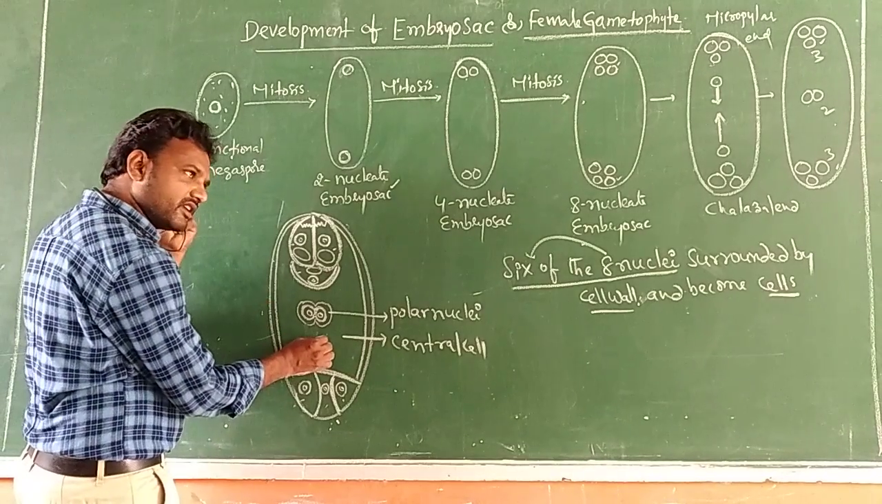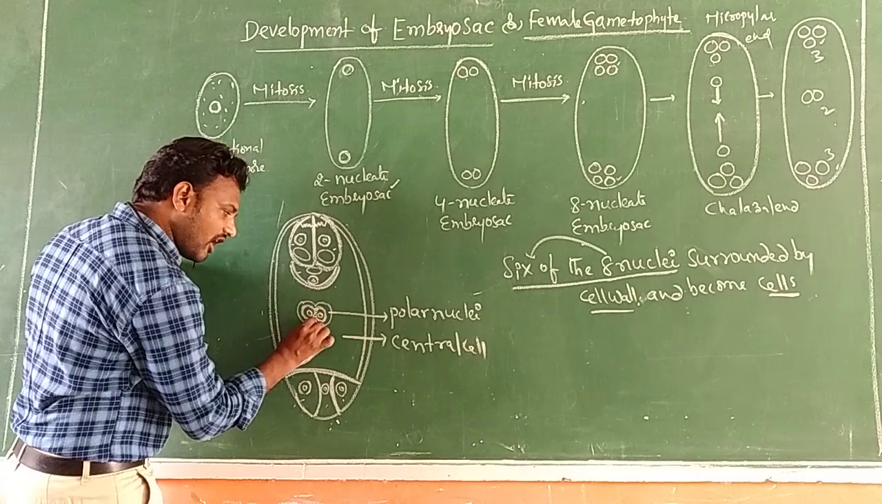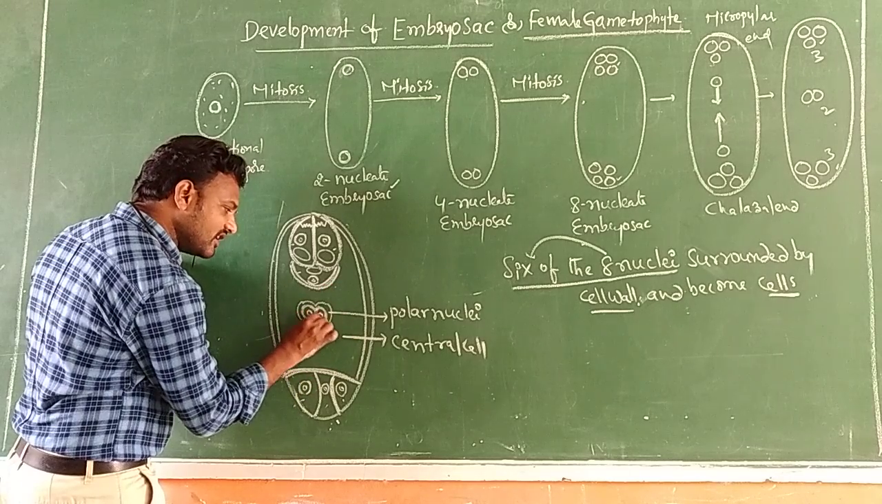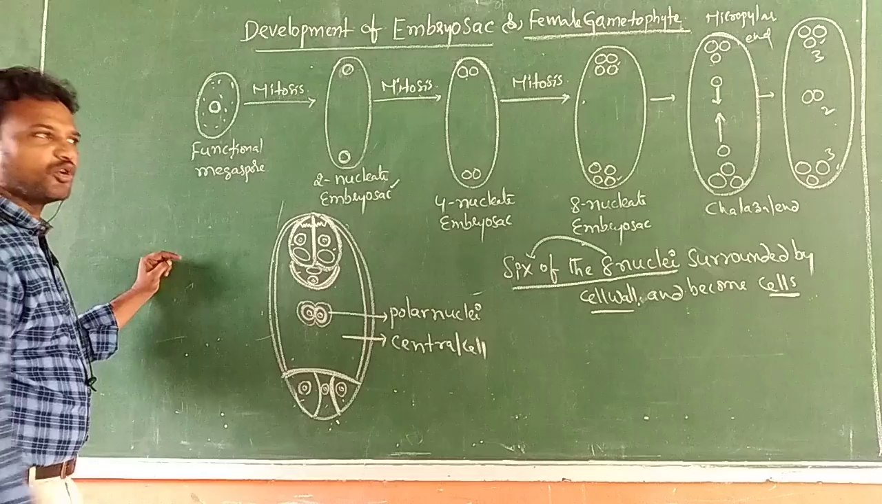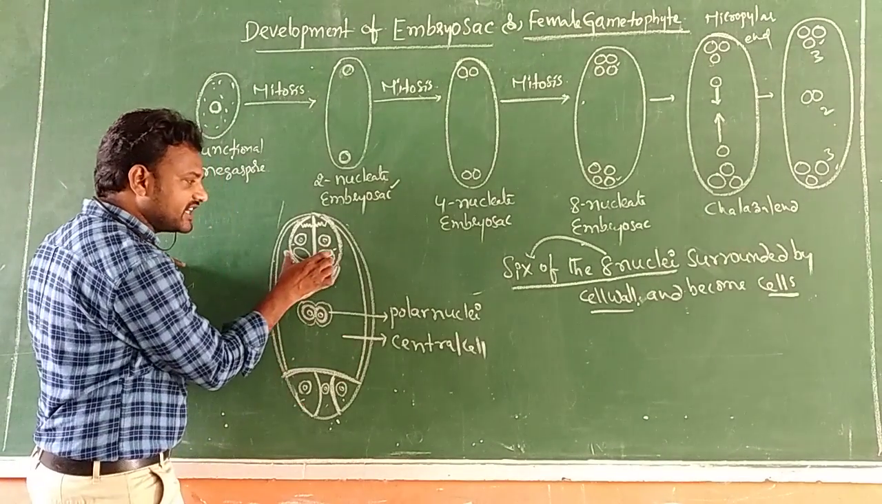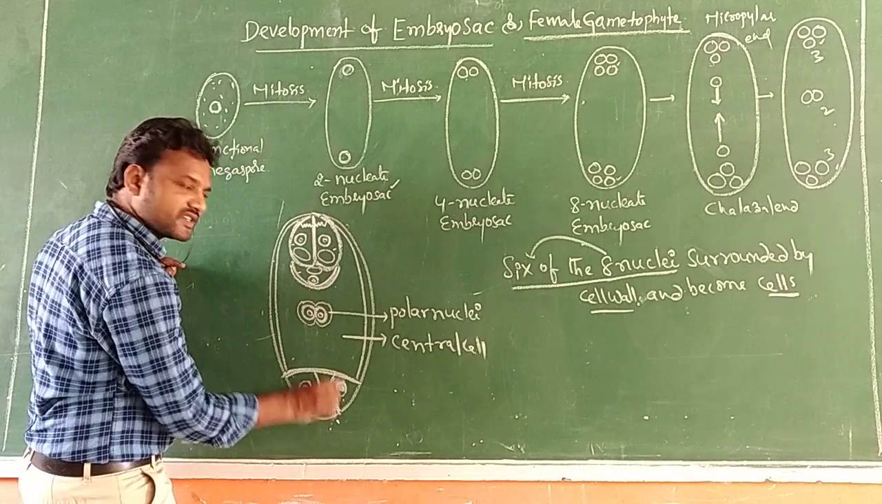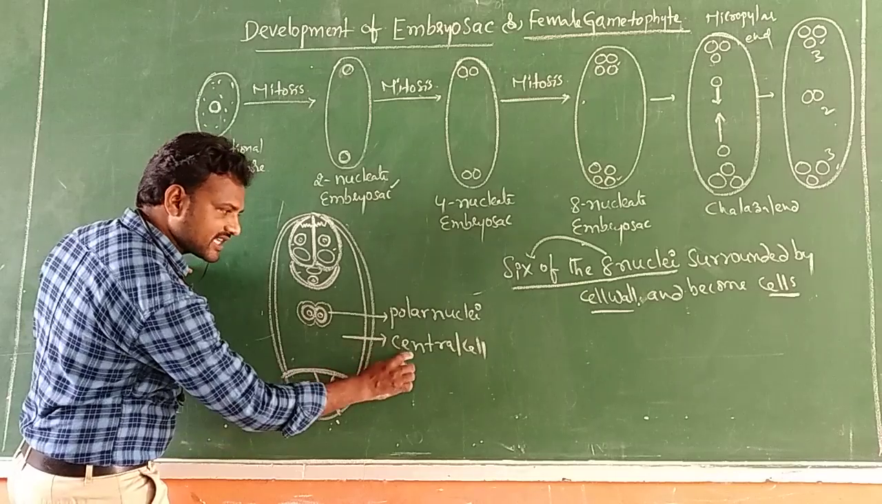This is the central cell. Here in the central cell, how many polar nuclei are there? 2 polar nuclei are there. Upper side 3 cells, 1, 2, 3. Lower side 1, 2, 3, 6 cells. And this is the central cell.